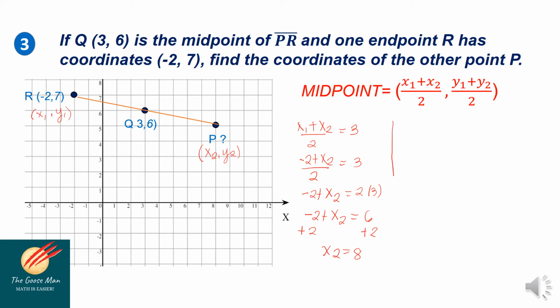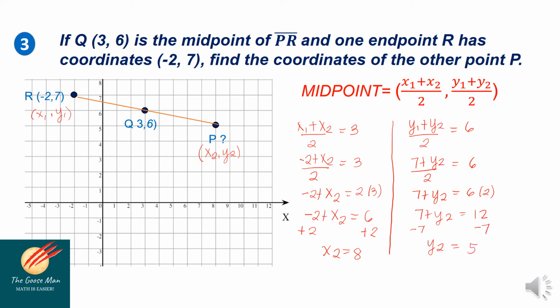I will do the same for the value of y sub 2. So I can say that y sub 1 plus y sub 2 all over 2 is equal to, this time, 6. So 7 plus y sub 2 all over 2 is equal to 6. Using the cross product, 7 plus y sub 2 is equal to 6 times 2. So we have 7 plus y sub 2 is equal to 12. Subtract both sides by 7. So y sub 2 is equal to 5. So therefore, the coordinates of P are (8, 5).